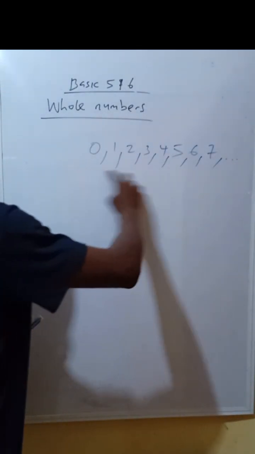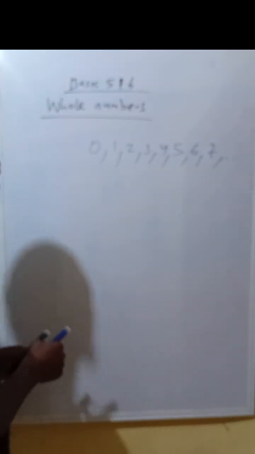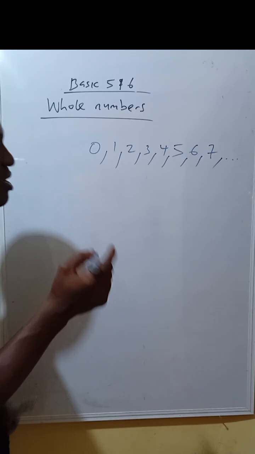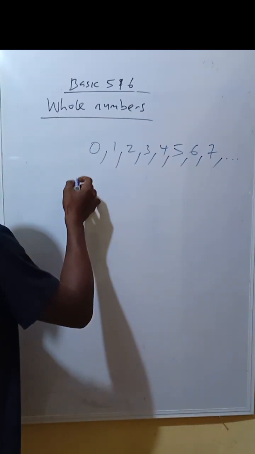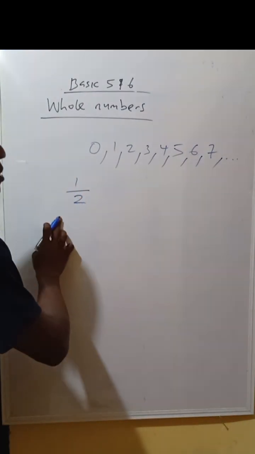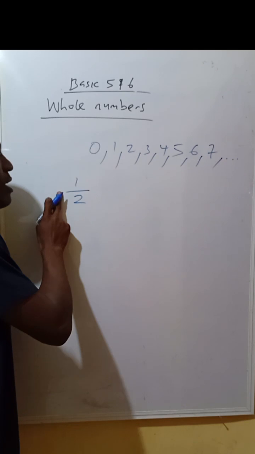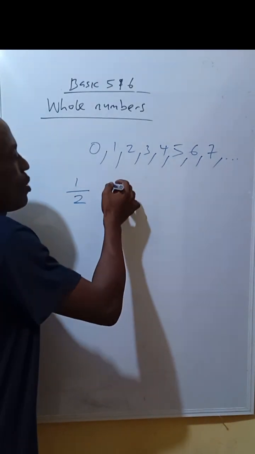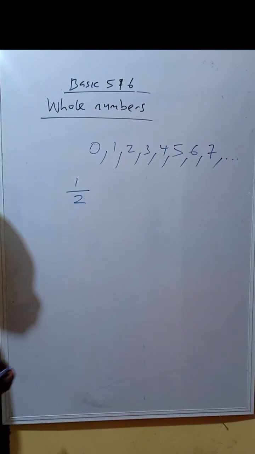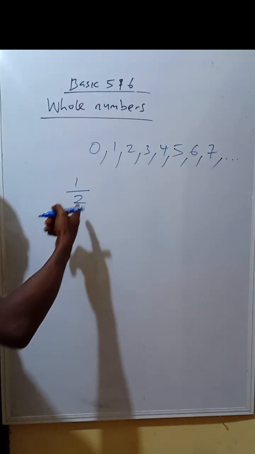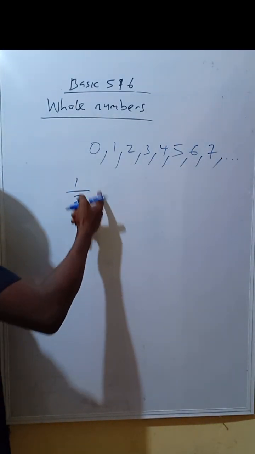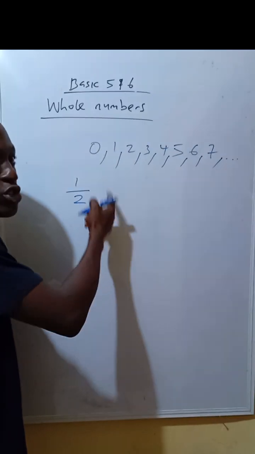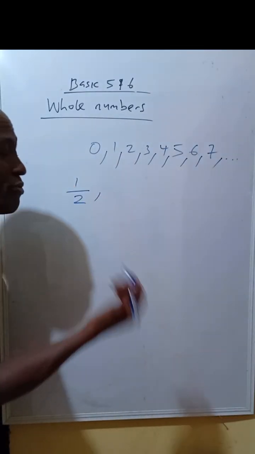The difference between whole numbers and fractions is this. A fraction is expressed this way: you have two whole numbers written like this, one divided by another, which we also know as a rational number. A rational number. Ration, fraction. So we have different kinds of fraction.